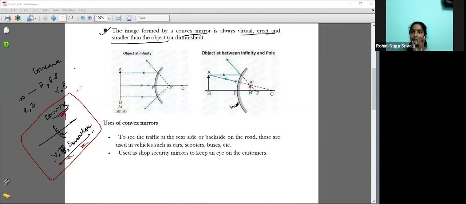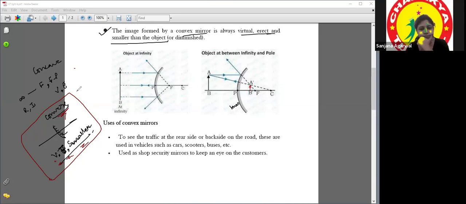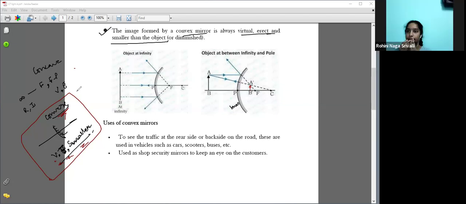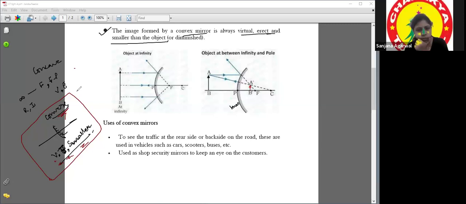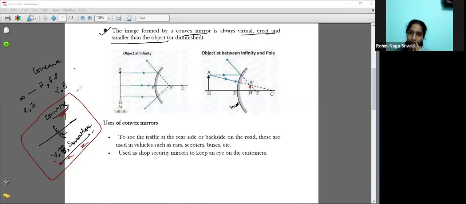Here, it is said that in a convex mirror, the image is always in a smaller size, right? But you said it gives a wider view. I cannot hear you anymore. Ma'am, you can hear me now? Yeah. So the point says that in a convex mirror, the image is always going to be smaller in size, right? But you said it is a wider view.